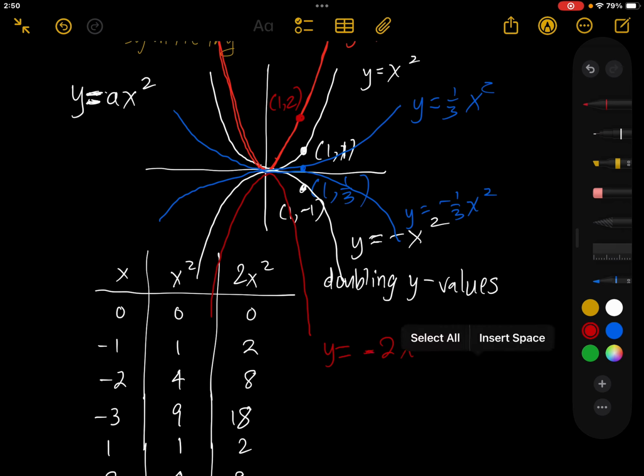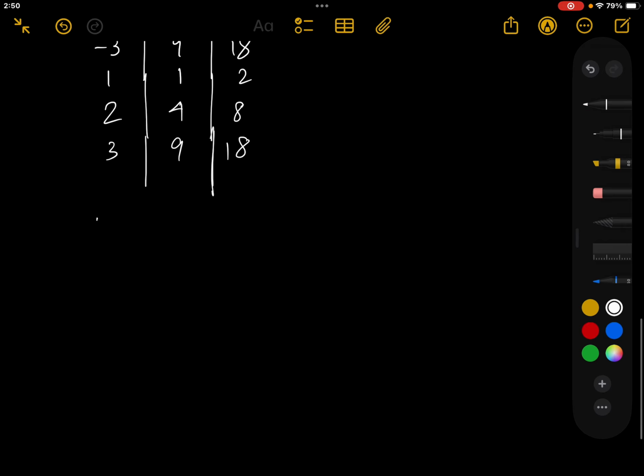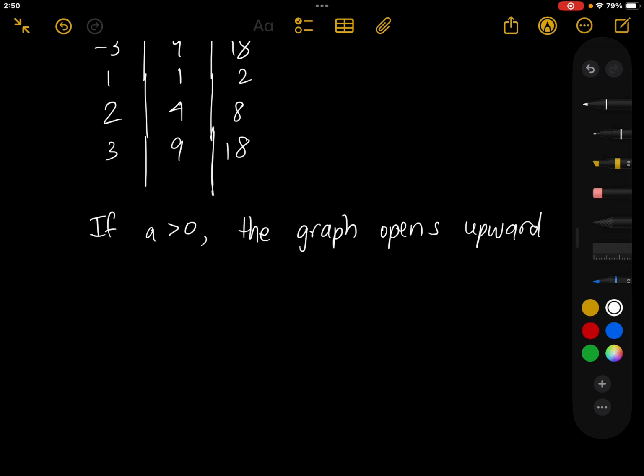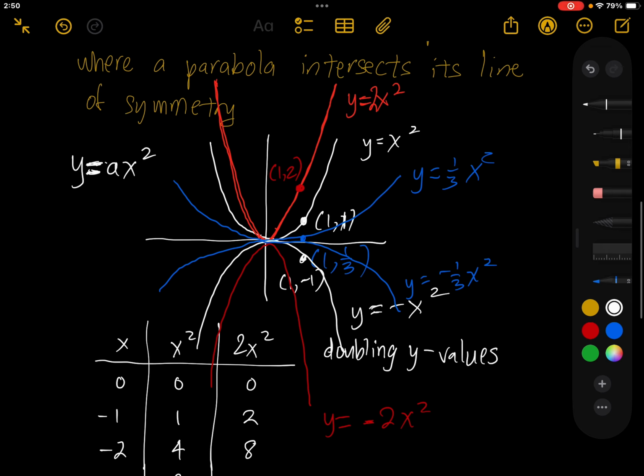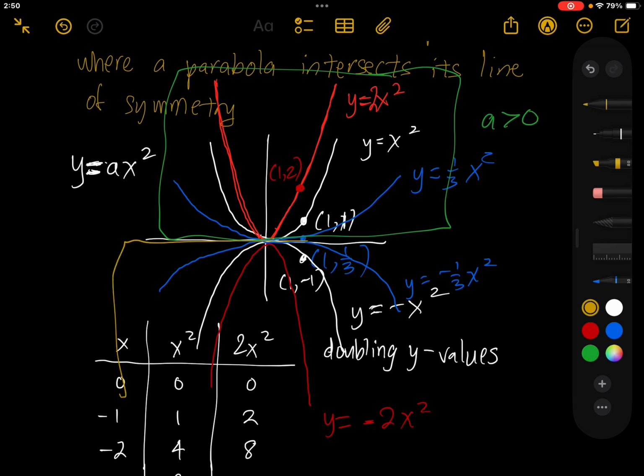So one way to summarize what's going on is that if a is positive, the graph opens upward. So you would have a graph where the curve is sort of going up. It's opening up like this. So these are when a is positive. On the other hand, you have a scenario like this where the parabola is opening downward. This is when a is negative, a being the coefficient of x squared.